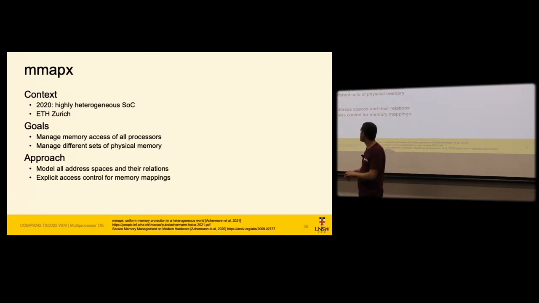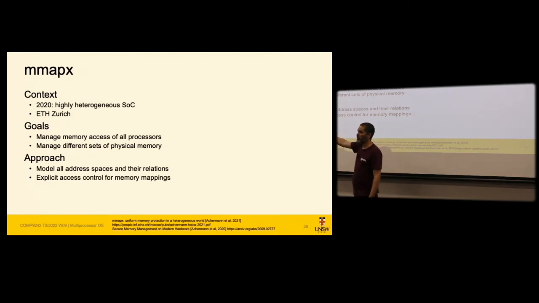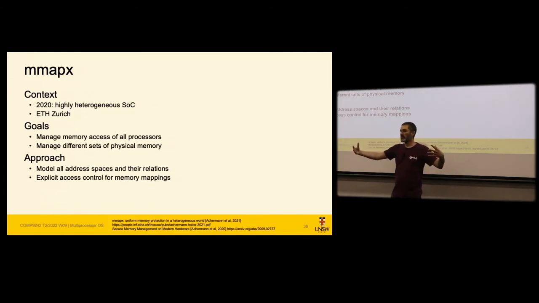The approach they propose is to have a model of all the address spaces on a system and the relationships between them. So what are all the address spaces? Then have explicit access control for the memory mapping, explicitly saying what kinds of mappings are allowed. If you've got a device running like a DSP or a GPU, which parts of the main RAM is it allowed to access, for example? You want to explicitly state that. So you want to know what all the address spaces are, and then have an explicit model of which mappings of those address spaces are allowed.